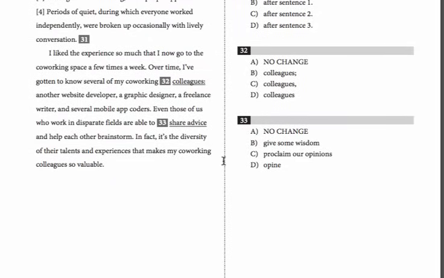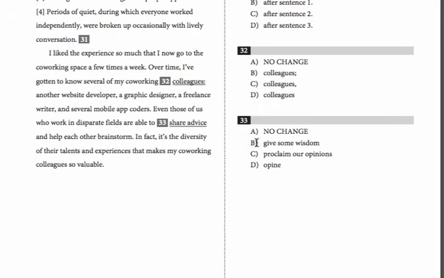And finally, 33. Even those of us who work in disparate fields are able to share advice and help each other brainstorm. All right. So that doesn't strike me as bad. I don't see why that would really be terrible at all. Then we have, even those of us who work in disparate fields are able to give some wisdom and help each other. Okay. So here's the funny thing.